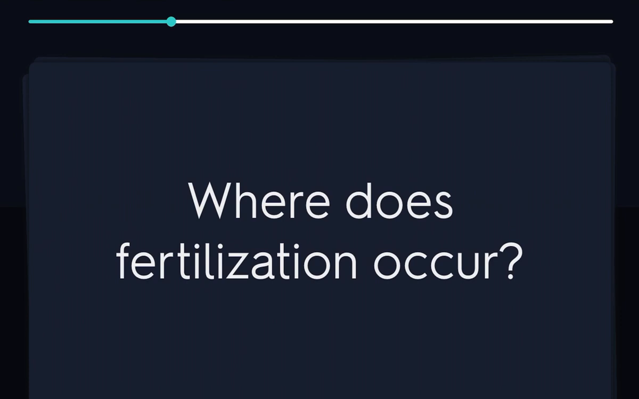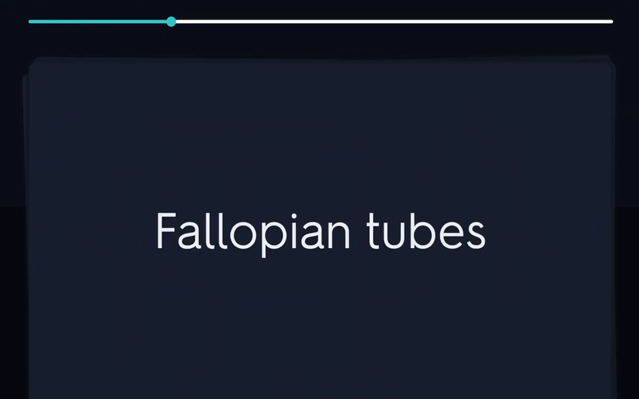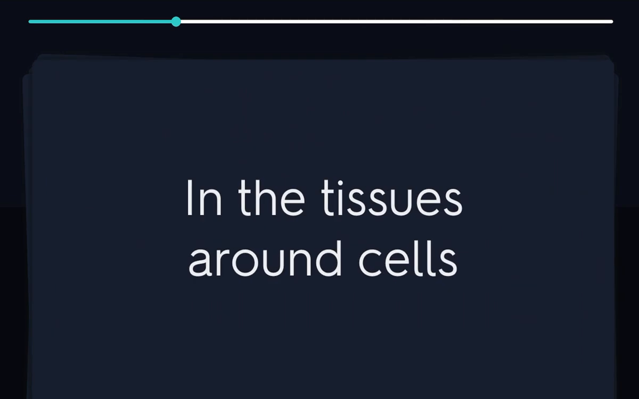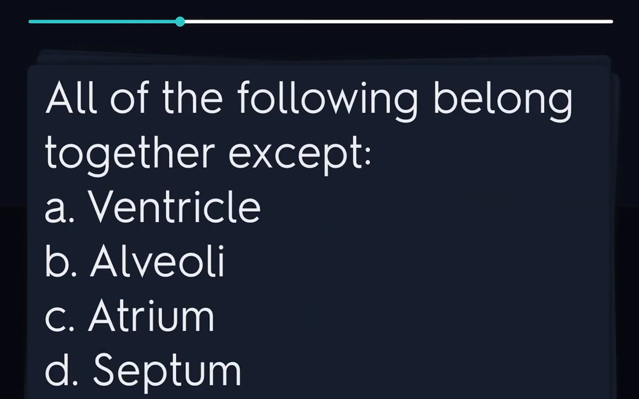Where does fertilization occur? Fallopian tubes. Where is interstitial fluid found? In the tissues around cells. All of the following belong together except A. Ventricle, B. Alveoli, C. Atrium, D. Septum. Alveoli.